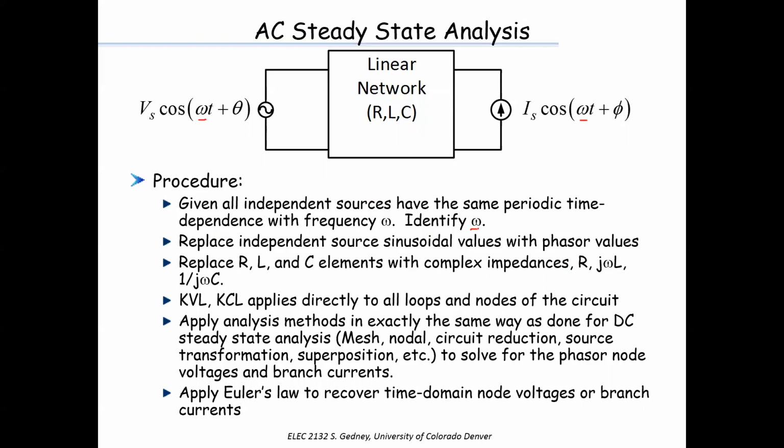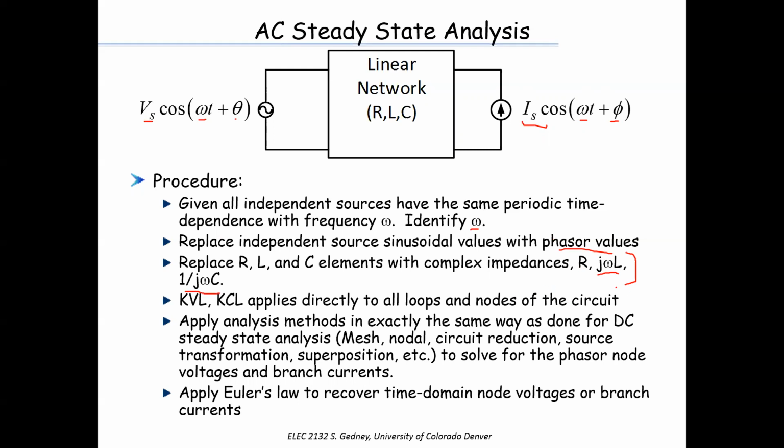Of course, I need to identify the value of omega. Here it's given to be omega. Next, I replace all my independent sources with their phasor values. So I write this as IS angle phi, this is VS angle theta. Next, I replace all R's, L's, and C's with their complex impedances. That is, resistors are R's, and inductors have impedance J omega L, capacitors have impedance 1 over J omega C.